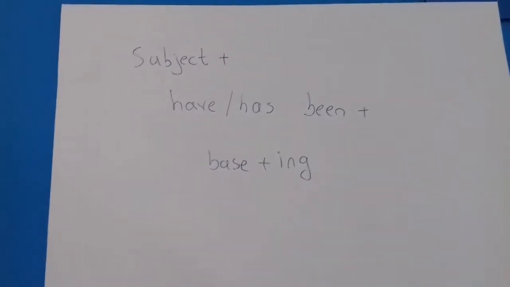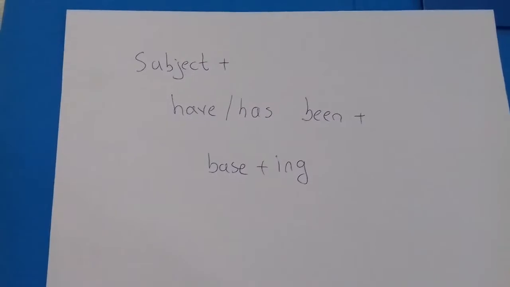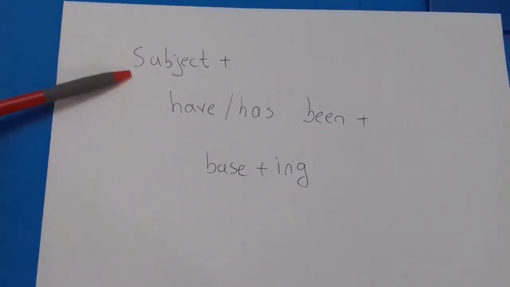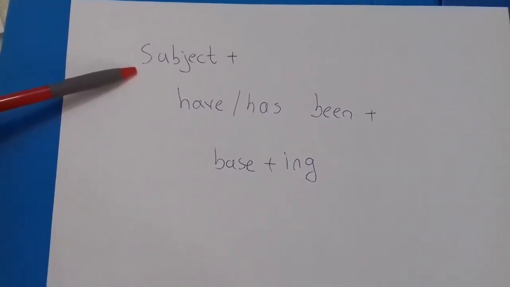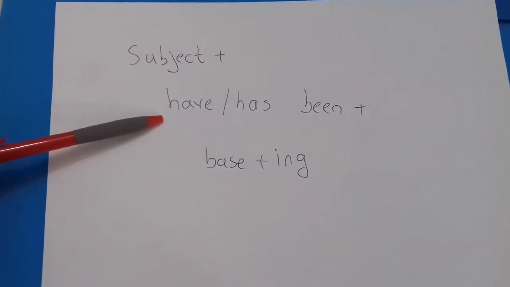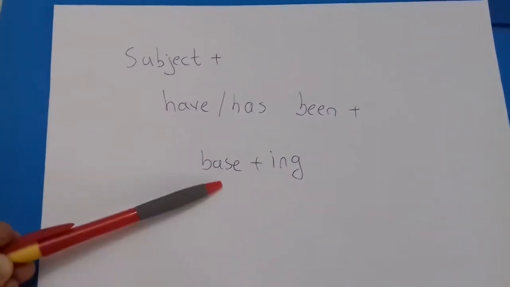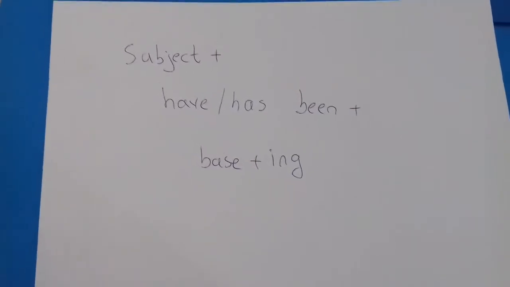Our lesson today is the present perfect continuous tense. We are going to learn how we form it and where we use it. Enjoy it! So this is the form for the present perfect continuous tense. It is made up of the subject plus the present perfect of the main verb to be, have or has been, plus the present participle of the main verb, base plus ing.